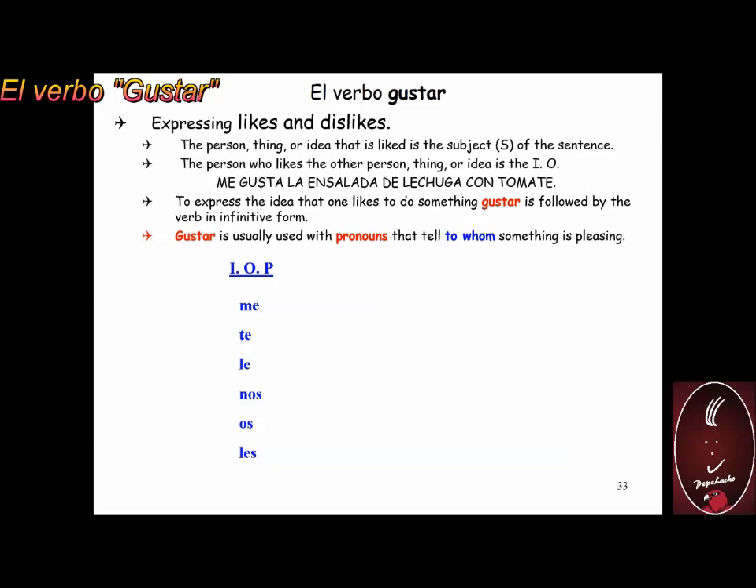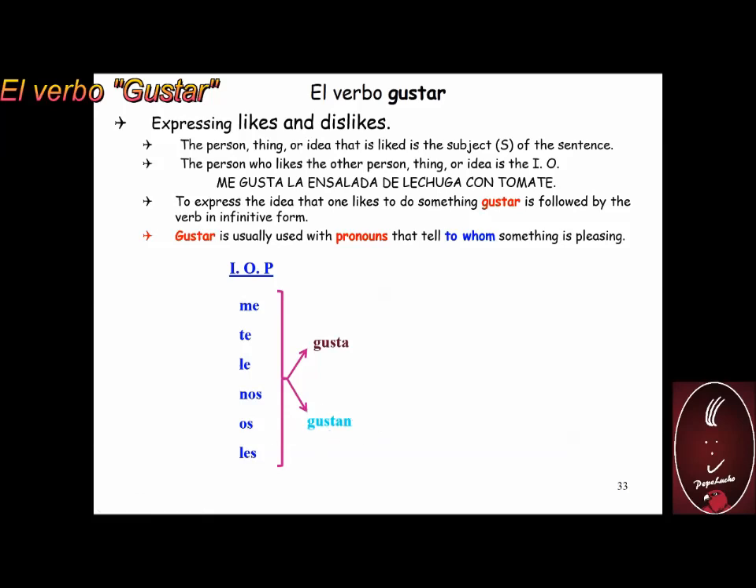Gustar is one of those verbs that is normally not conjugated like the other verbs, but we use gustar in only two forms, gusta and gustan. Gusta is the singular form and gustan the plural form. So we use all of those pronouns with gusta and all of those pronouns with gustan.